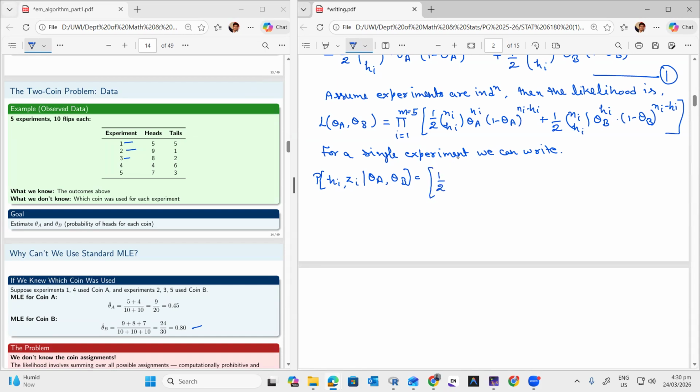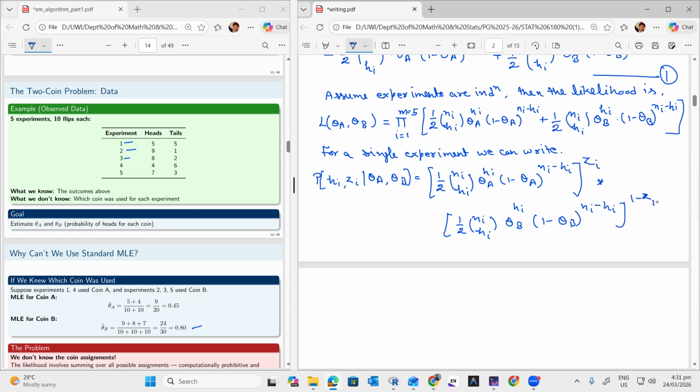1 by 2 combination of Ni and Hi, theta A raised to the power Hi, 1 minus theta A raised to the power Ni minus Hi, raised to the power Zi, into 1 by 2 combination of Ni and Hi, theta B raised to the power Hi, 1 minus theta B raised to the power Ni minus Hi, raised to the power 1 minus Zi. Alright, this is the expression.